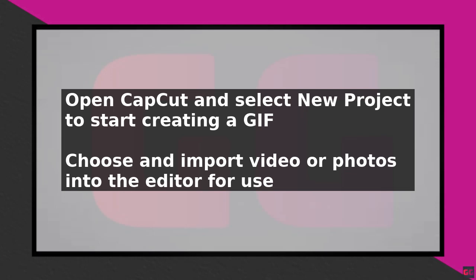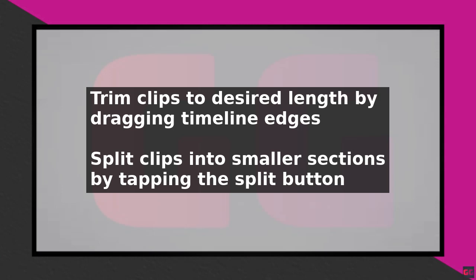Once your media is imported, trim the clips to the desired length by dragging the edges of the timeline. You can also split the clips into smaller sections by tapping the split button. This will allow you to remove any unwanted parts of the video or photos.